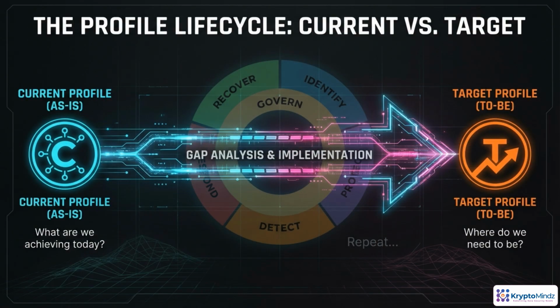Think of CSF profiles as two snapshots in time. The current profile answers, given our constraints and reality, which outcomes are we actually achieving? The target profile answers, based on risk, strategy, and obligations, which outcomes must we achieve? The real work is the space between those two pictures. You compare them, identify gaps, and translate those gaps into specific projects, owners, and timelines. Then you repeat the cycle as your environment, threats, and business priorities evolve.